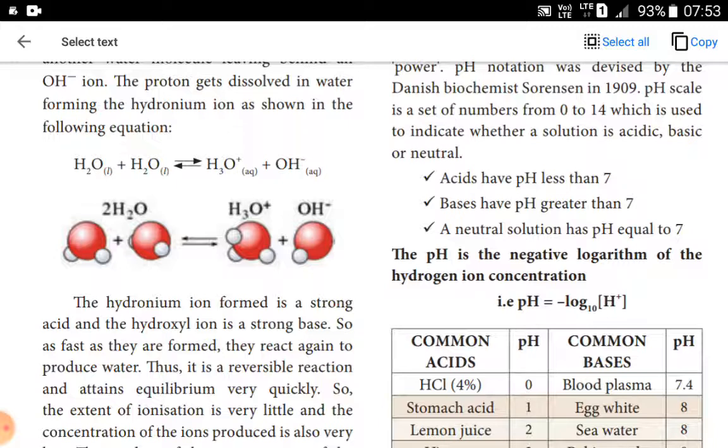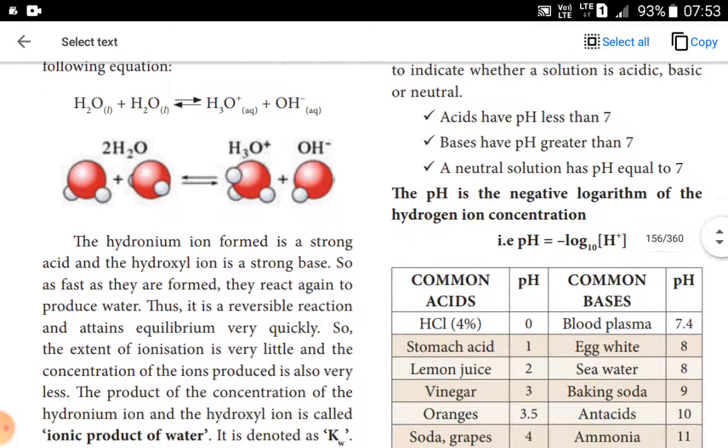So the extent of ionization is very little, and the concentration of the ions produced is also very small, because dissociation takes place to give the products, hydronium ion and hydroxyl ion. Immediately this hydronium ion and hydroxyl ion recombine to form water. The product of the concentrations of the hydronium and hydroxyl ions is called the ionic product of water.